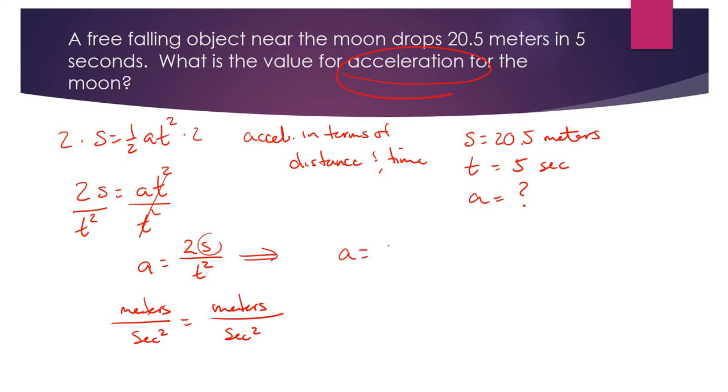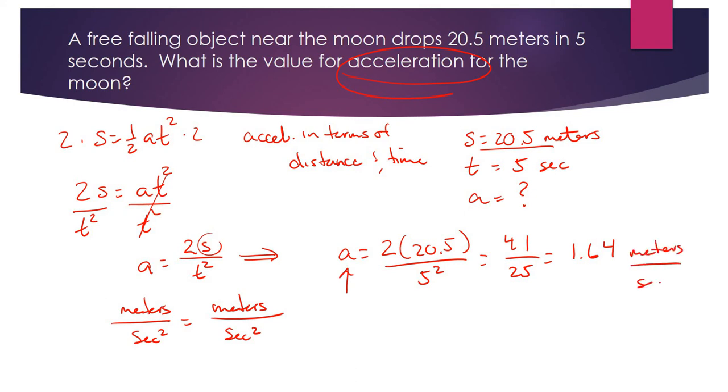So let's use it. A equals 2 times my distance over my time squared. So that becomes 41 over 25 using my calculator, 1.64, and what's my units? Meters per second squared. Okay, so we're going to do some more of these. Keep in mind that terminology, become familiar with it. Y in terms of x, y is a function of x, y depends on x, all just mean solve for y. All right, that's it.